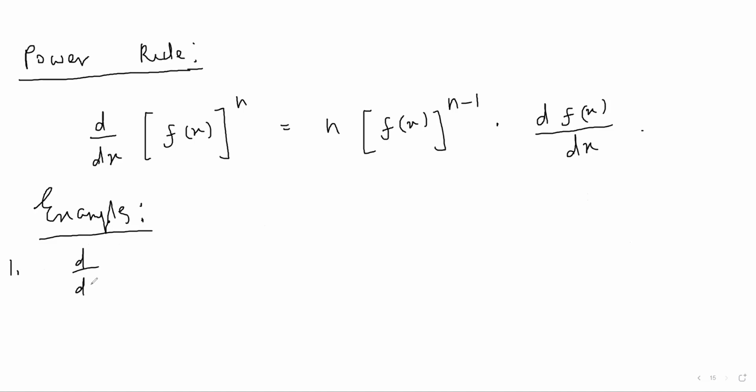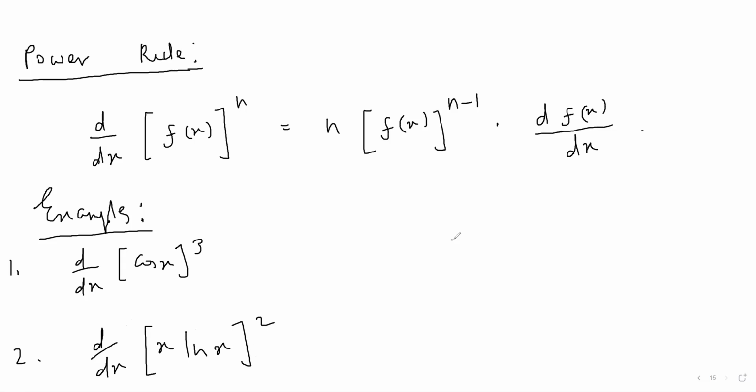So the first one here is the derivative of cos x to the power of 3. What is the derivative of cos x to the power of 3? And then number 2, what is the derivative, with respect to x, of x multiplied by ln x to the power of 2? Okay. Number 3, what is the derivative with respect to x of sec squared x?